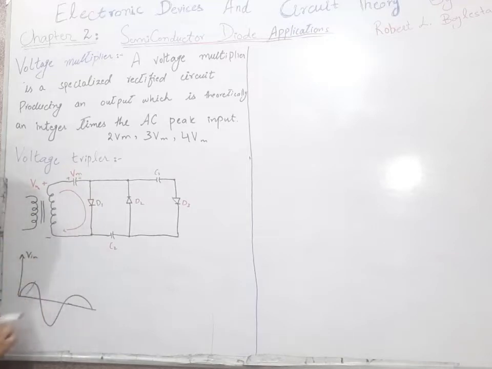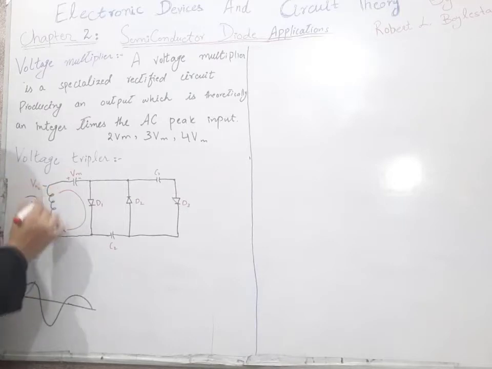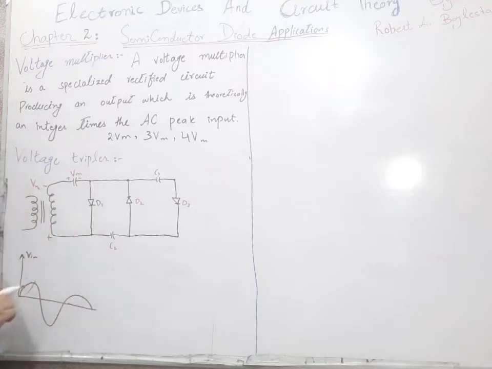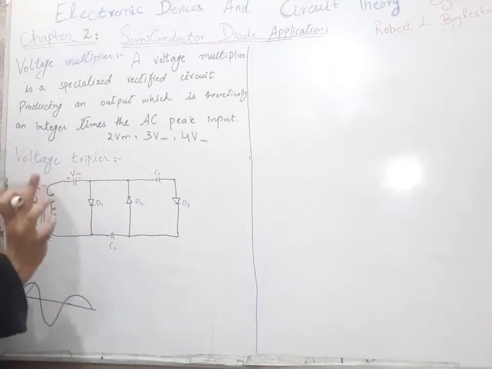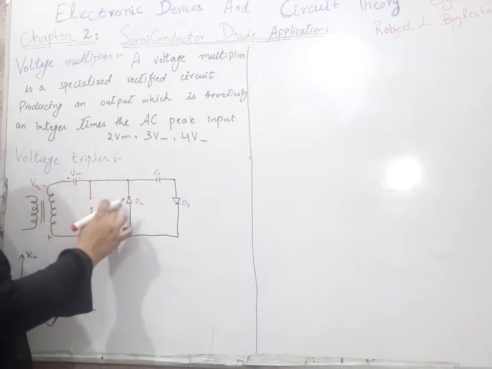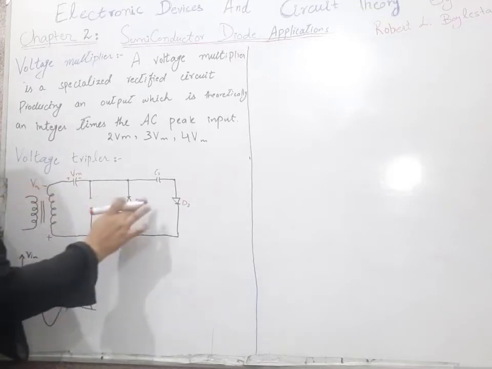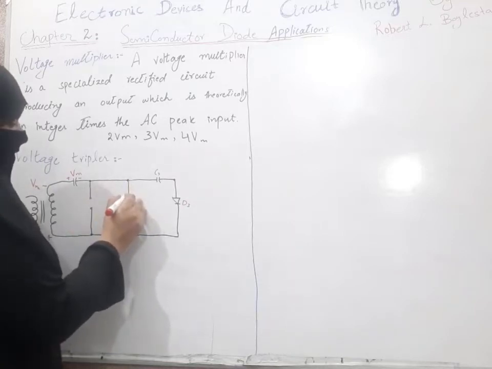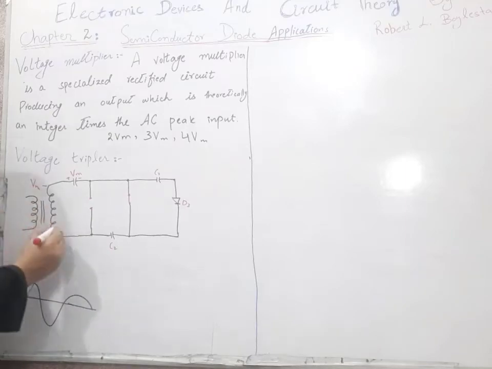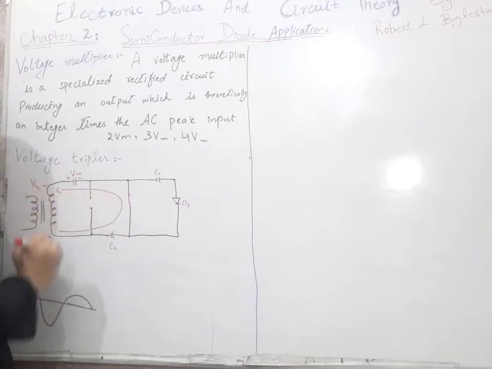Now for the negative half cycle, there will be negative and there will be positive. Our diode D1 will be reverse biased, so it will act as an open circuit. Our diode D2 will be forward biased because its N type is connected to the negative terminal, so it will act as a short circuit. Now our current will flow in this direction, from positive to negative.